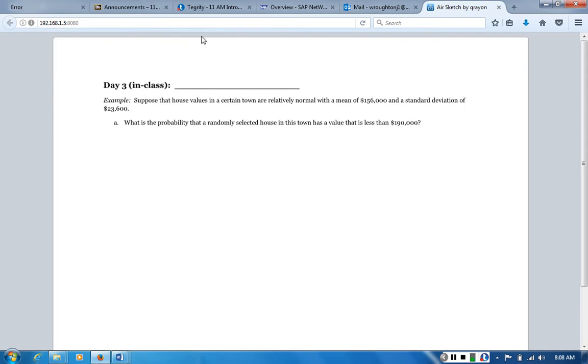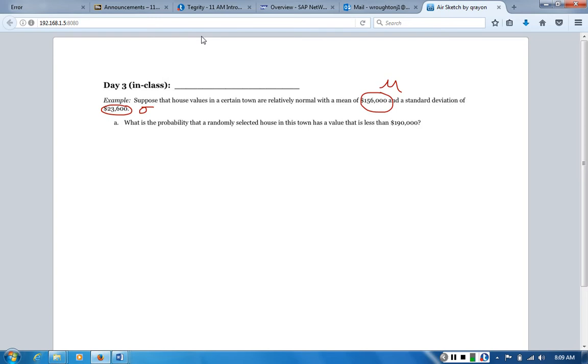Our first thing is an example, and this time we're looking at house values in a certain town. It tells us that it's relatively normal with a mean of $156,000, so that's going to be our mu, and a standard deviation of $23,600, which is our sigma. Our first question asks us to find the probability that a randomly selected house in this town has a value that is less than $190,000.